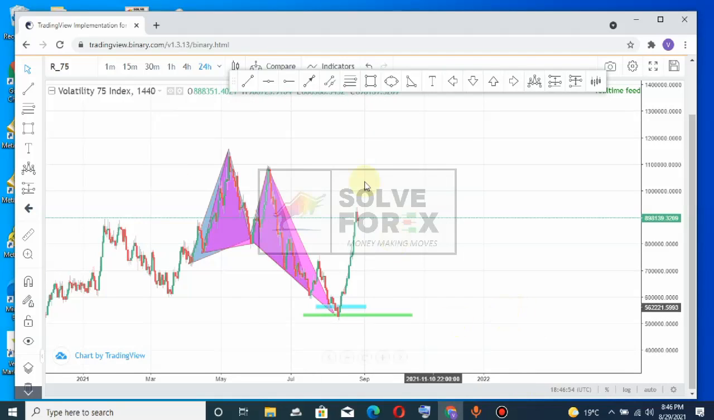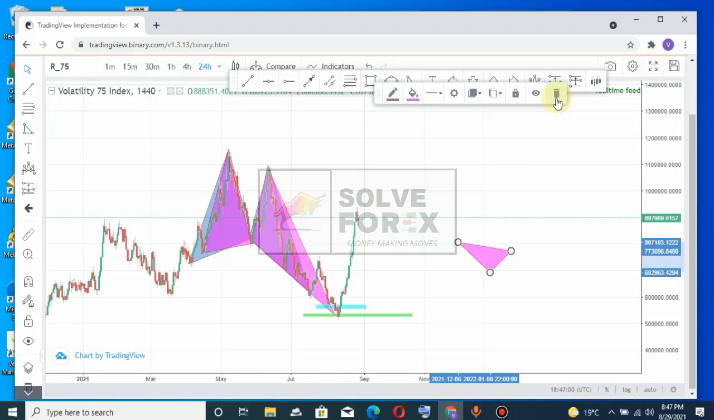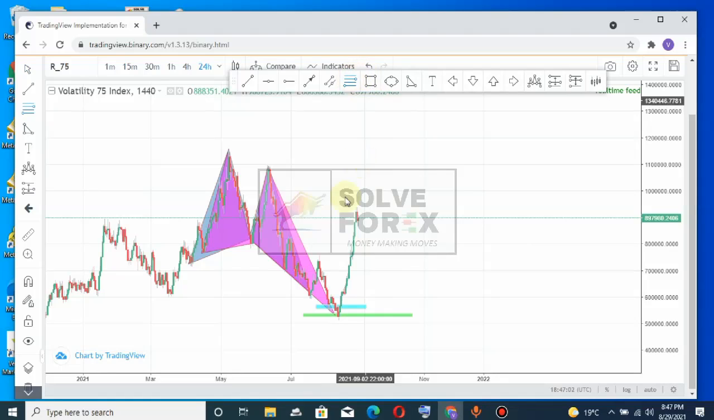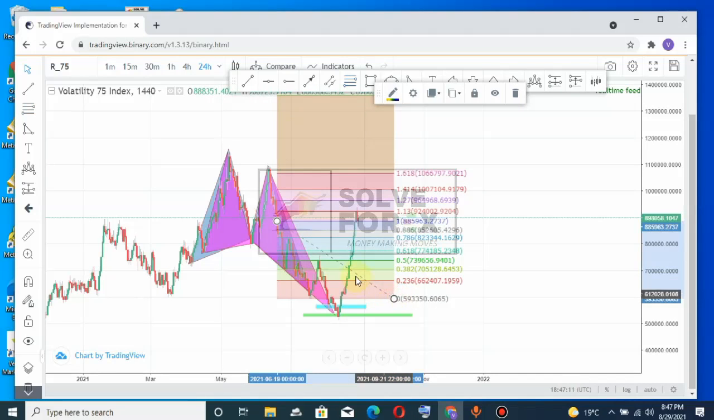So you take your triangle from where you started. Okay, let me rather check our fib so that we can be accurate. From where we started there, here to here, it came back on 50%. Let's draw it now.